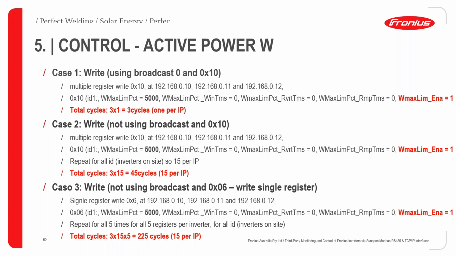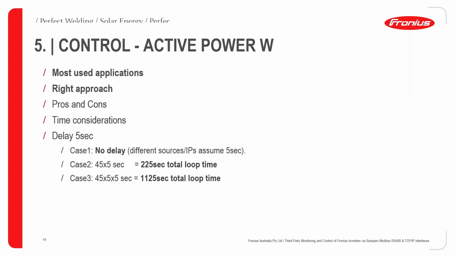Case number 3, maybe the worst case scenario. Let's say you can't support multi-register Modbus writes and you have to write single register values. This is the most challenging one, because as you can understand, there are 5 registers to think of on each slave, and we have 45 slaves. So that's exactly 225 cycles you need to go through to write one value. What if you want to change these values at 5 or 10 second intervals? That will become a challenge. You'll see in the next slide. We'll talk about some timings there as well.